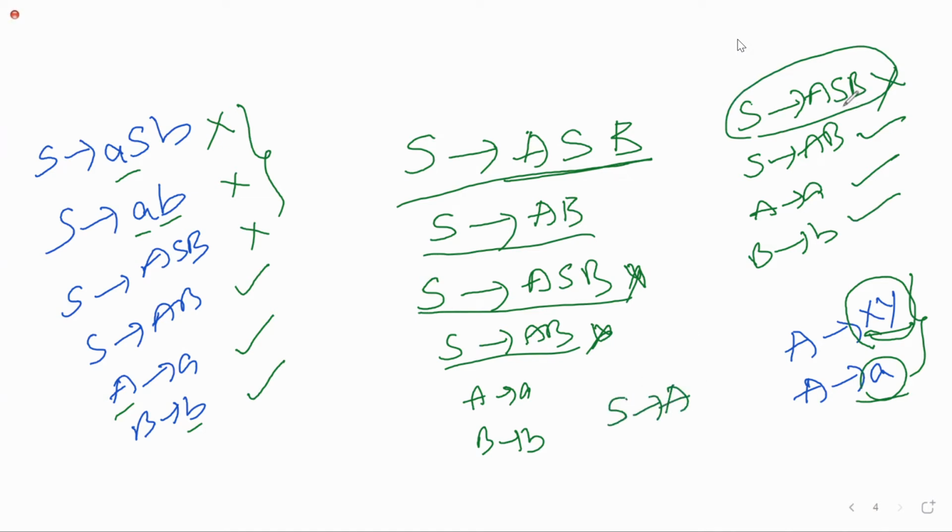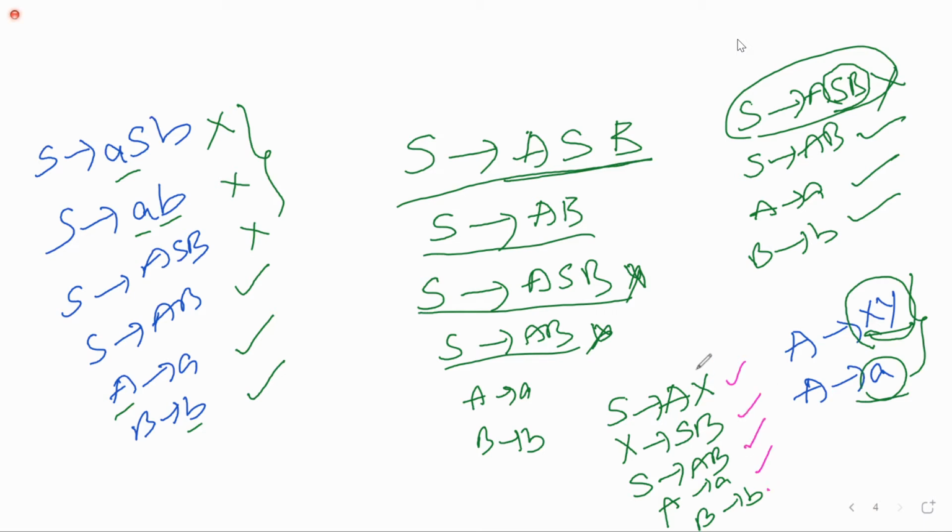This SB, I'm assuming it like capital X. X derives SB. S tends to AB. A to A. B to B. Now if you observe AX, both are non-terminals. Is it in CNF? Yes, ma'am. Next one. Yes, ma'am. Next. All are in CNF. Now we have achieved the solution.